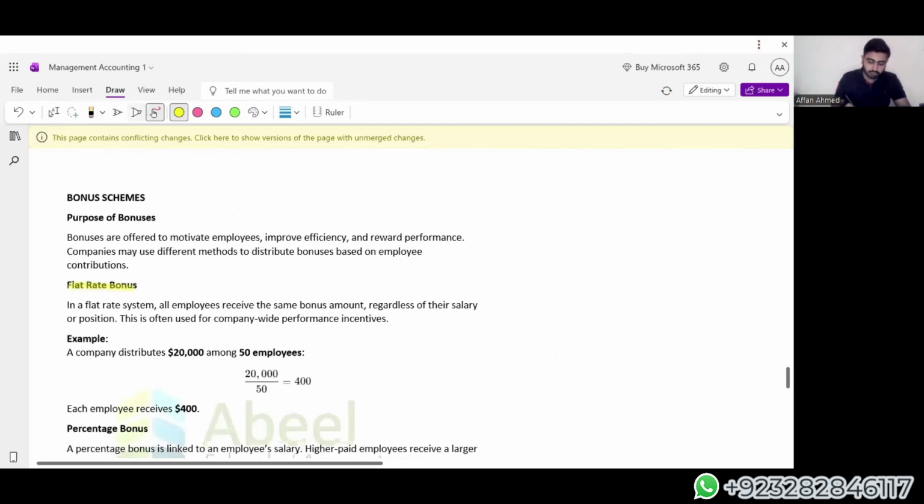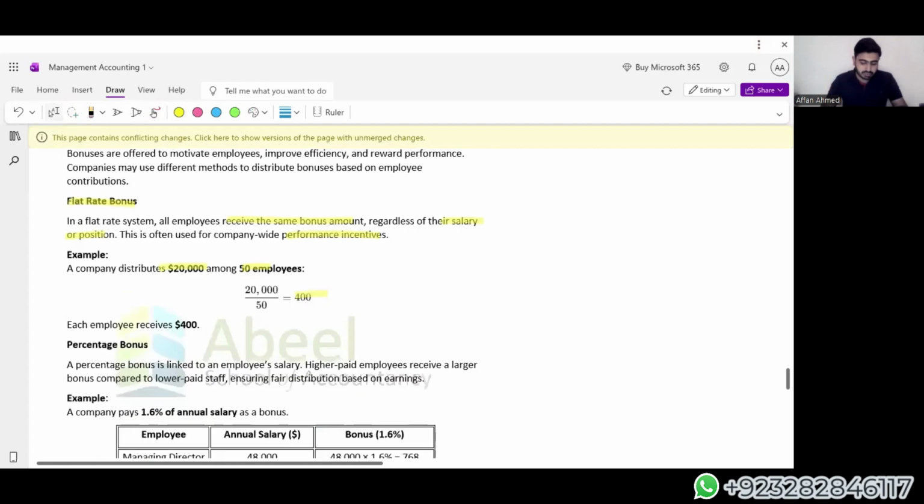First bonus is flat rate bonus. In flat rate system, all employees receive the same bonus amount regardless of their salaries or positions. This is often used for employee-wide performance incentive. So if a company has 50,000 employees or 50 employees, and they are saying that we will distribute a percentage of profit amongst all the employees, this will be a flat rate bonus. In this situation, we have some benefits. Some benefits are that everyone will be eager to work more, and the bad side will be some people who are not working well will be getting paid a chunk of the bonus or the profits that they don't deserve. Okay, so 20,000 is the bonus that we are going to give for 50 employees, so each employee gets $400.